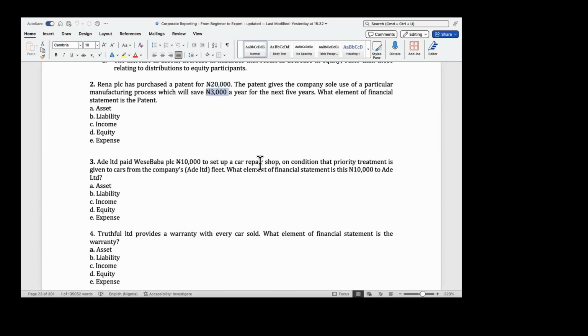on condition that priority treatment is given to cars from Ade. What element of financial statement is this 10,000 naira to Ade? So what's this one now? Liability. Somebody saw liability. It is not liability. We are talking about to Ade. Ade paid somebody? He's not having a liability again. How is that an obligation? It's far from a liability.